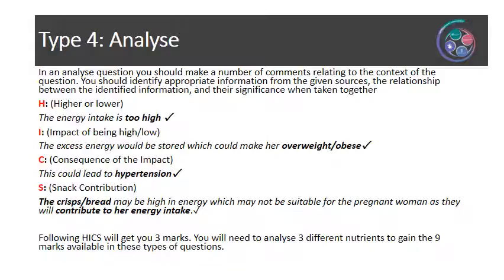So an example of H would be the energy intake is too high. I for impact, the excess energy would be stored which could make her overweight or obese. C for consequence, this could lead to hypertension. And S for the SNAC contribution, the crisps or bread may be high in energy which may not be suitable for the pregnant woman as they will contribute to her energy intake. Following HICS will get you 3 marks. You will also need to analyse 3 different nutrients to gain the 9 marks available in these types of questions.